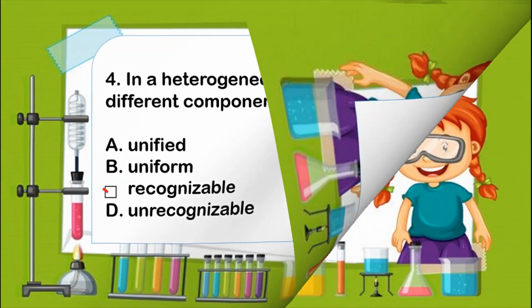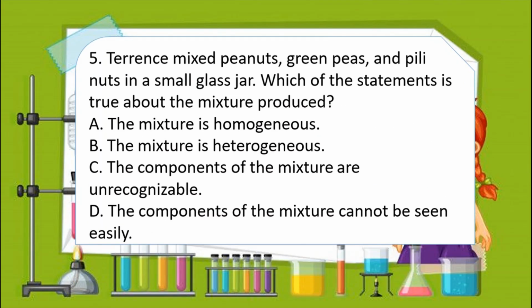Okay, number 5. Terence mixed peanuts, green peas, and pili nuts in a small glass jar. Which of the statements is true about the mixture produced? So, gihalo niya ang peanuts, the green peas, and pili nuts sa isa ka gamay nga glass jar.